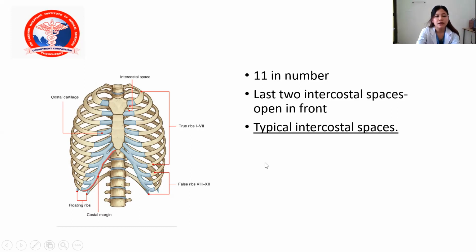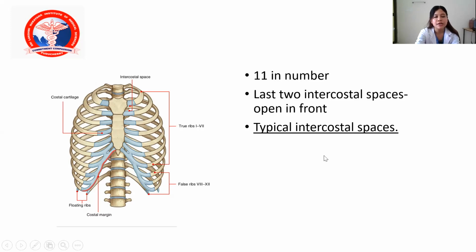We have seen that the intercostal spaces are the spaces present between two ribs and, anteriorly, between two costal cartilages. These are 11 in number. The last two intercostal spaces are open in front, as they are made up of the 11th and 12th ribs, which are floating.